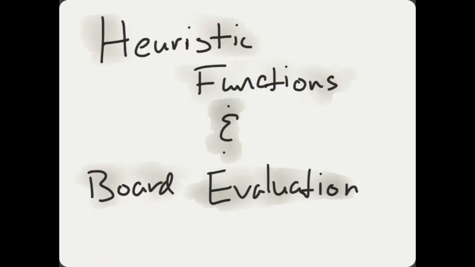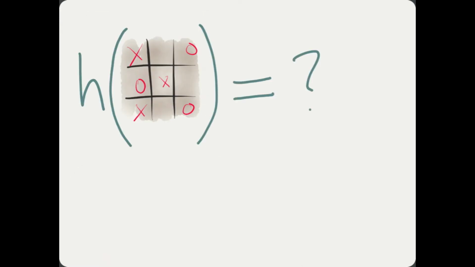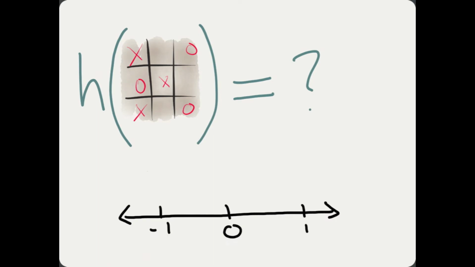Now we need a minute to mention something called heuristic functions. Given a game state, or a tic-tac-toe board, the heuristic function tells us who has the advantage. Here, if X has won, the function will return 1. If O has won, the function will return -1. If there's a tie, the function returns 0, and all other possibilities will lie somewhere within that range.